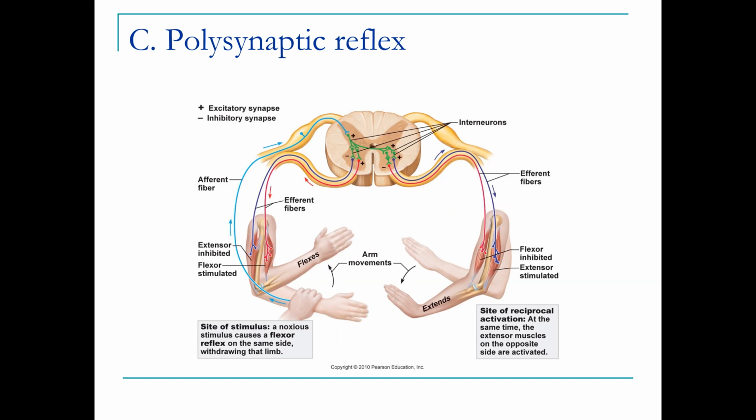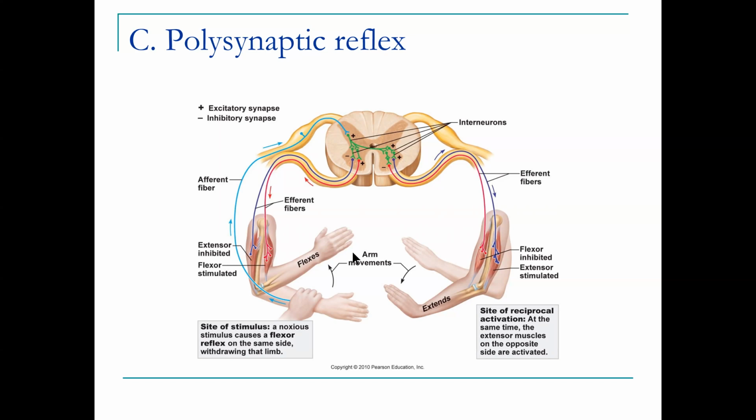Or if this was somebody that grabbed your arm and had enough strength to pull you down, this is in preparation for a fall, to position your cushion yourself with your outstretched arm. And so this is a polysynaptic reflex.